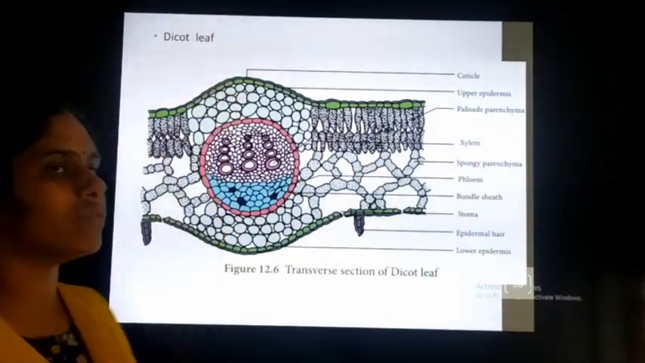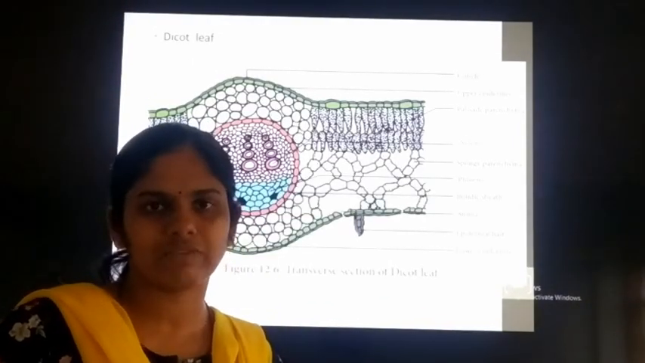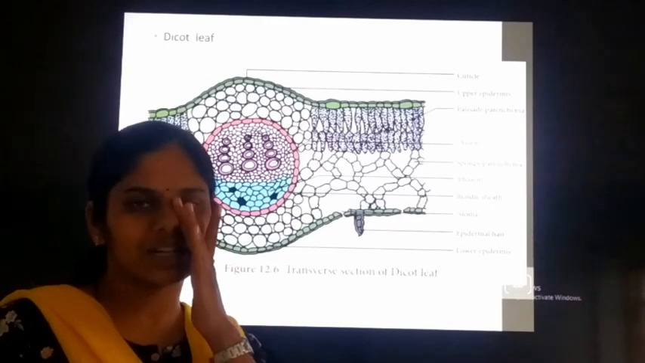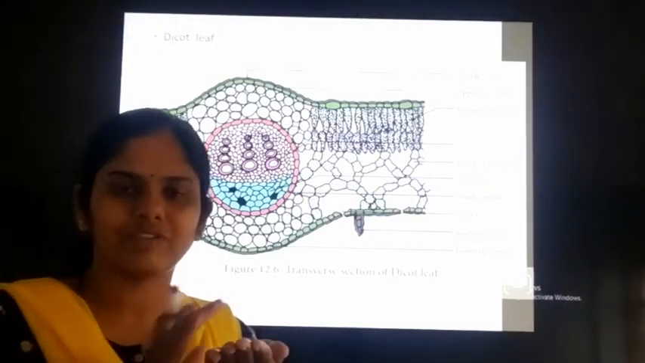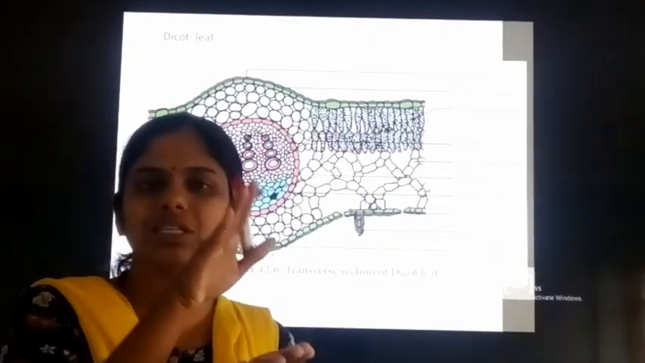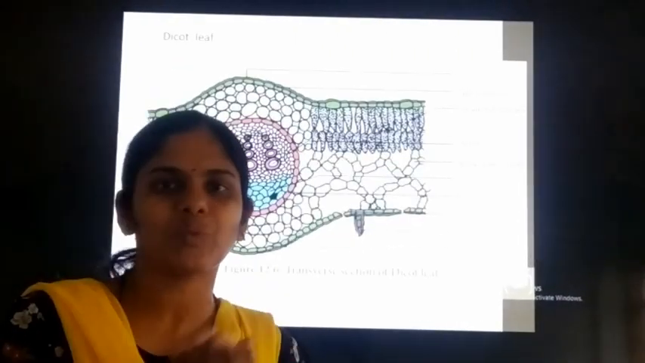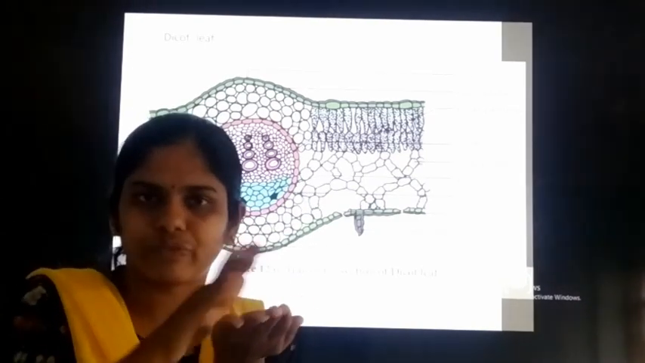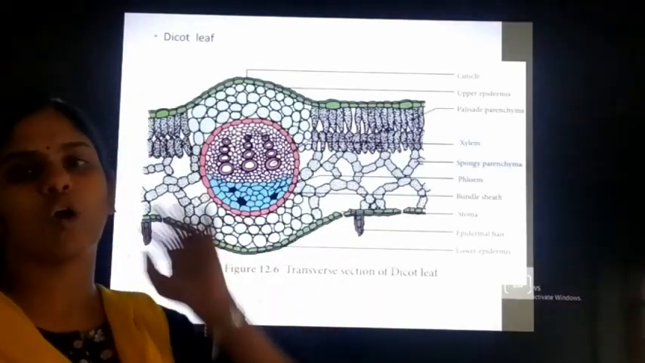The dicot leaf is otherwise called a dorsiventral leaf. A dorsiventral leaf is a dicot leaf which has two surfaces, the upper surface and the lower surface, that is, a dorsal surface and a ventral surface. So a leaf with two distinct surfaces is called a dorsiventral leaf.